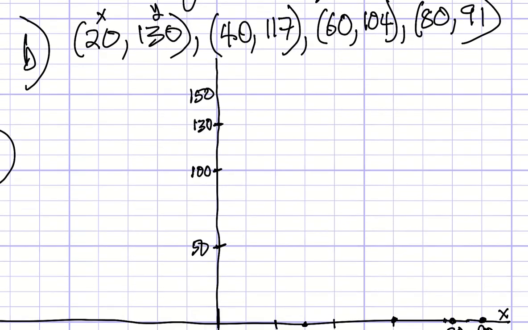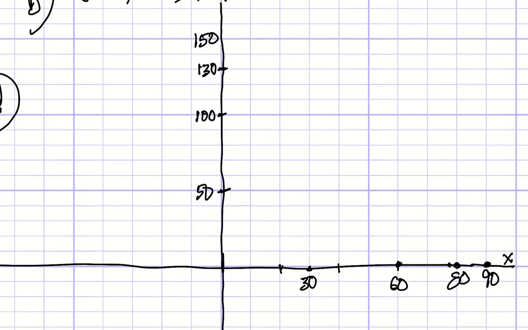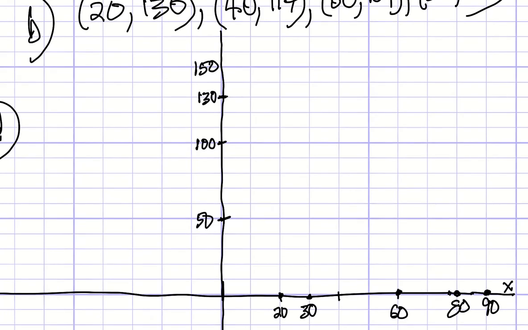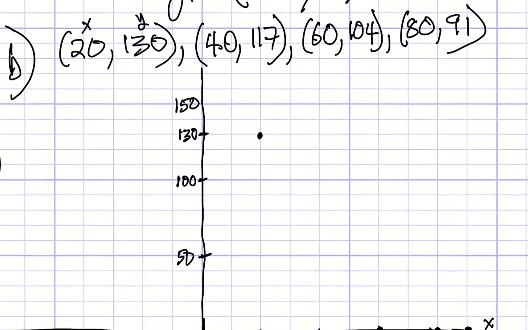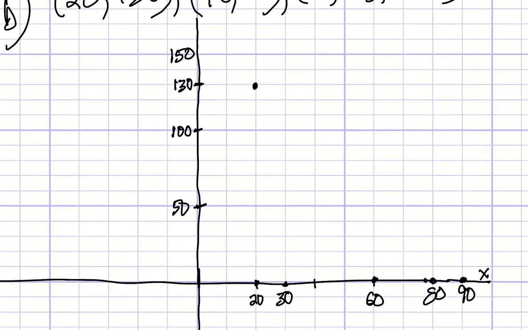Alright, we'll draw the first one, 20 and 130. Let me see, 1, 2, 3. 20 is here. And then 130. 130 would be here. So that's the scatter diagram right here. Okay? And then 40 and 117. 40 is here. Okay?